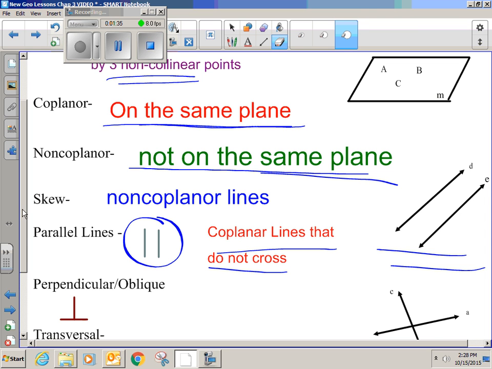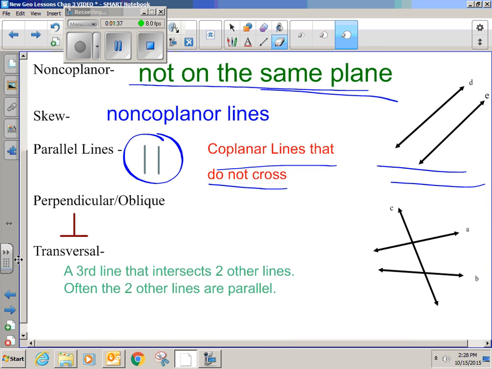Okay? Perp and oblique lines are coplanar lines. So again, these are both coplanar. If they were non-coplanar, they would be skew. Coplanar lines that do cross are either perpendicular, which of course cross at right angles, and we know the symbol for perp, that's that upside down T. And oblique lines are lines that cross non-perpendicularly, so they cross on angles that aren't a right angle.